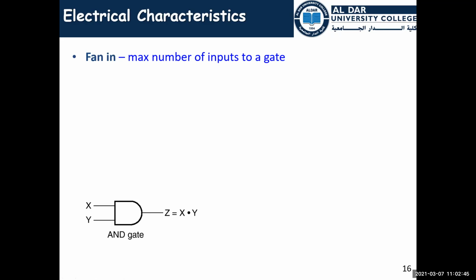You'll see these electrical characteristics written on the sheet of the gate that you are buying. So fan-in is the maximum number of inputs to a gate. More than this, you will find different logic than you expect. Maybe you expect zeros and ones, you will find ones and zeros, the opposite. So you have to stick to the requirement of the fan-in for the gates that you are buying.